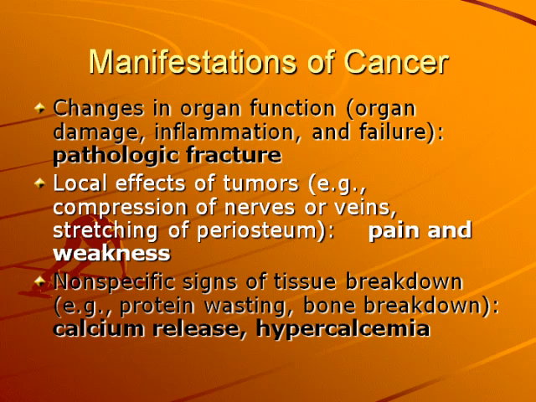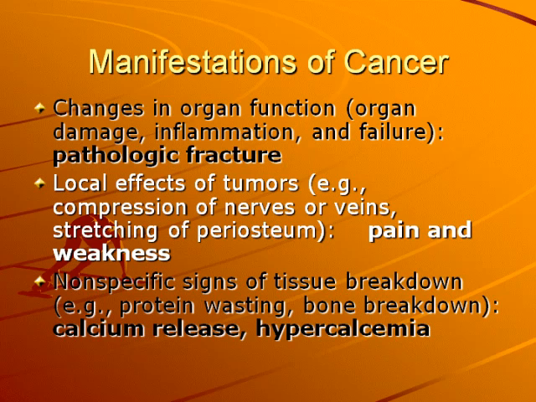Manifestations or signs and symptoms of bone cancer are pretty much like any other type of cancer. You are at risk for changes in organ function, specifically pathologic fractures, because the bone is actually weakened, so it's very easy to break. Local effects of tumors, think about how you can have compression on nerves or veins, or you may have nerve pain, bleeding, weakness and fatigue.